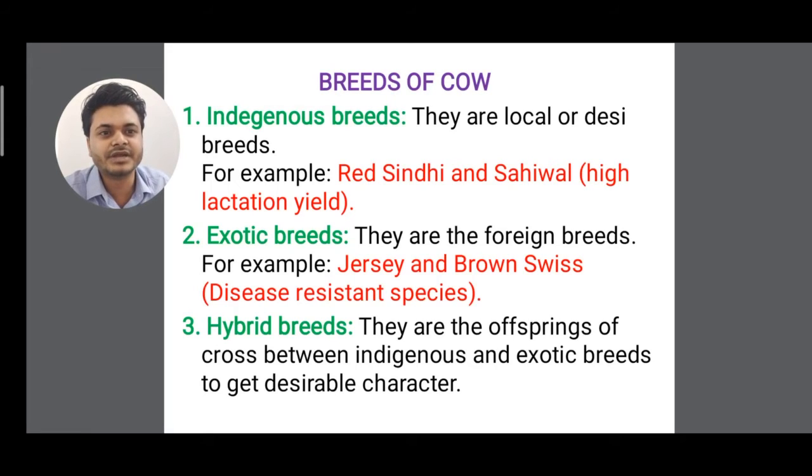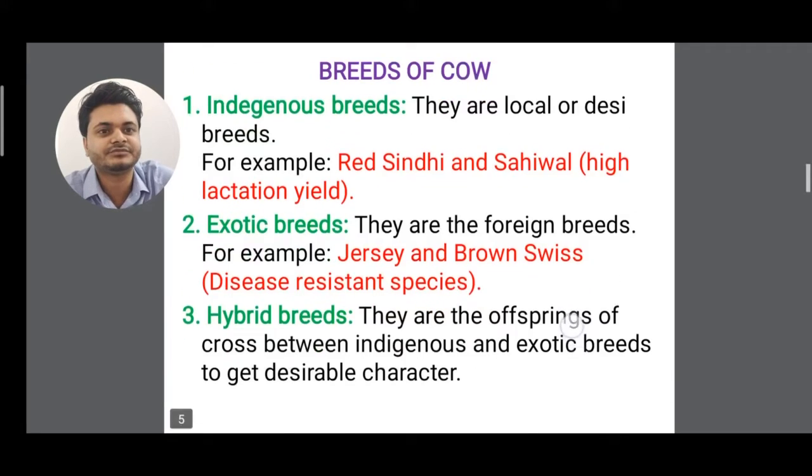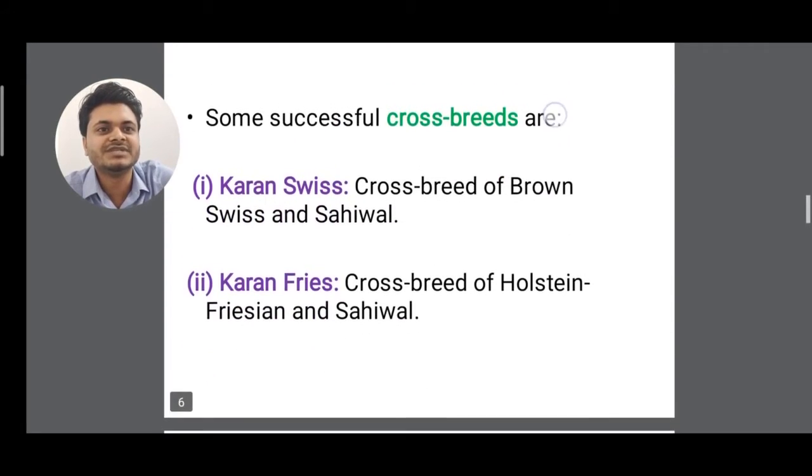Another is the hybrid breed. They are the offspring of a cross between indigenous and exotic breeds to get the desirable characters. Clear? So one is indigenous, one is exotic, another is hybrid. Some successful crossbreeds are Karan Swiss and Karan Fries. Karan Swiss is a crossbreed between Brown Swiss and Sahiwal, and Karan Fries is a cross between Holstein Friesian and Sahiwal.